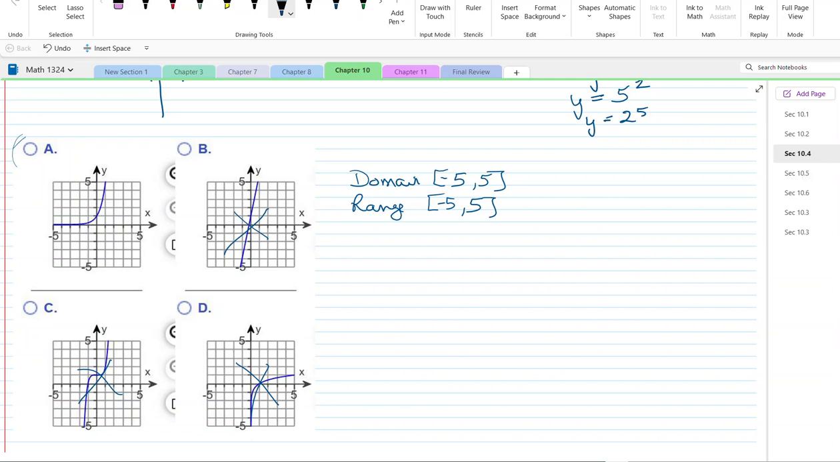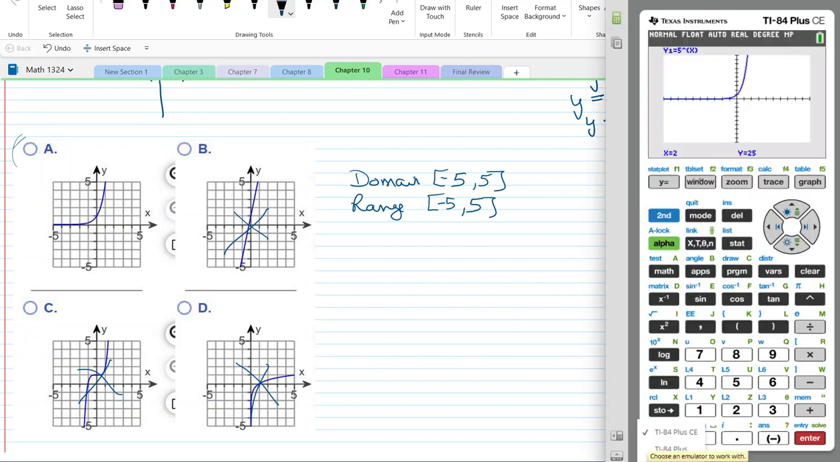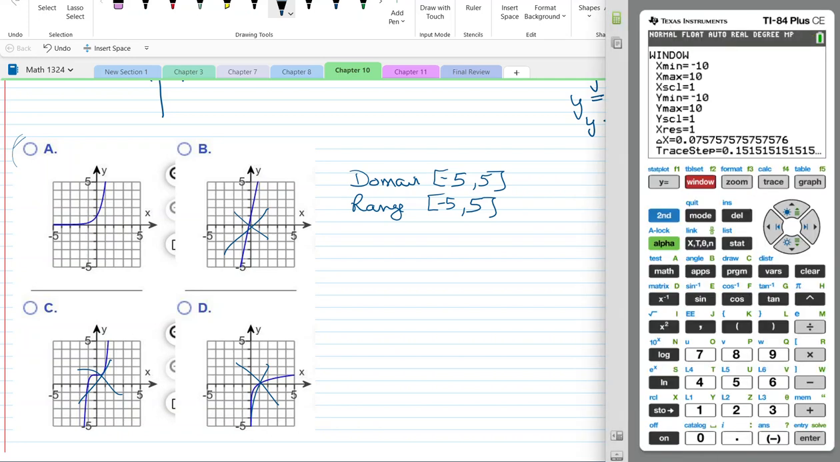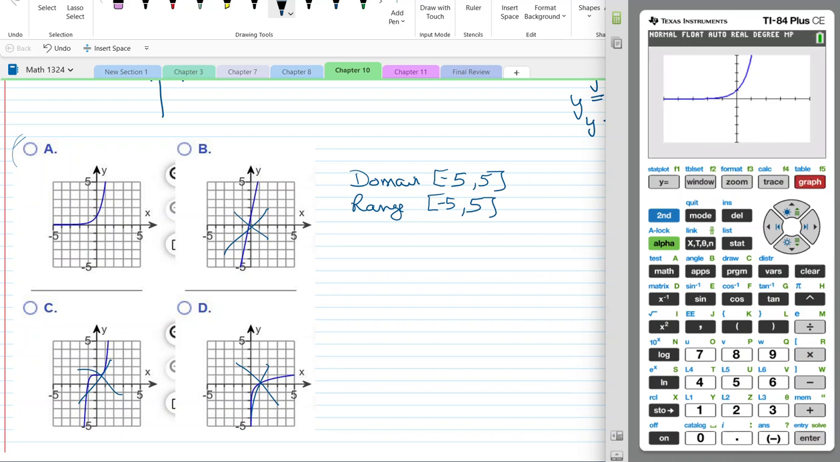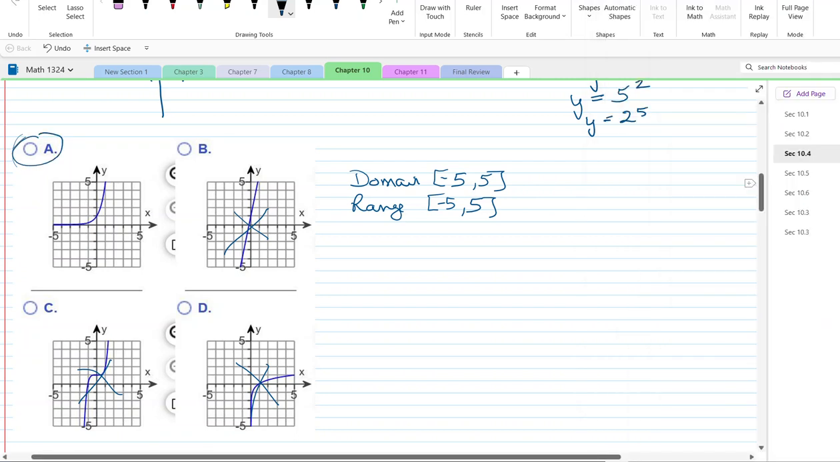So I'm going to get my calculator, go to my window. I make sure it's a -5 and then a 5. Then I come down here to the y minimum, because that's this part, -5 and 5. Okay, and then I hit graph. And we can definitely match this guy right here. And our solution is that one.